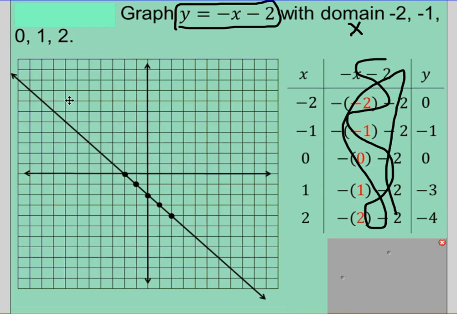So if I were to graph my equation, it would look like this. If you notice, we have -2, 0, -1, -1. I don't know what happened here. 0, 0. I think this is supposed to be -2. 0, -2. 1, -3, and then 2, -4.